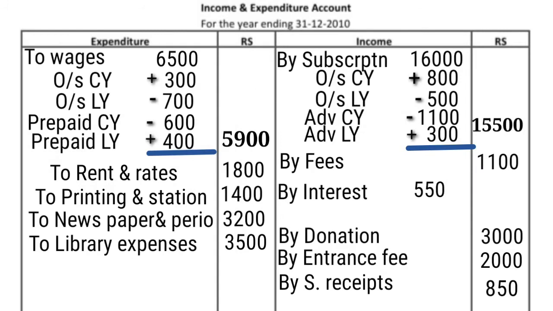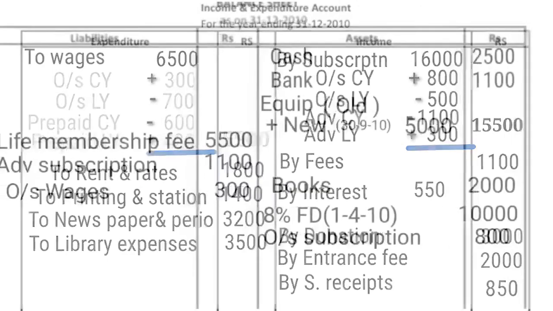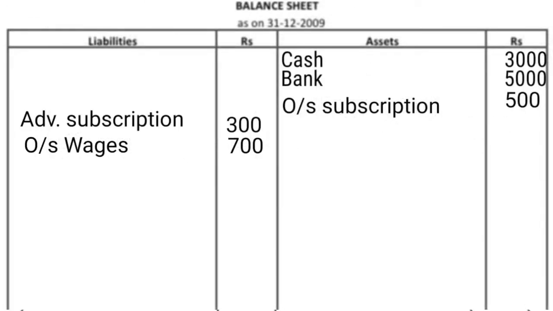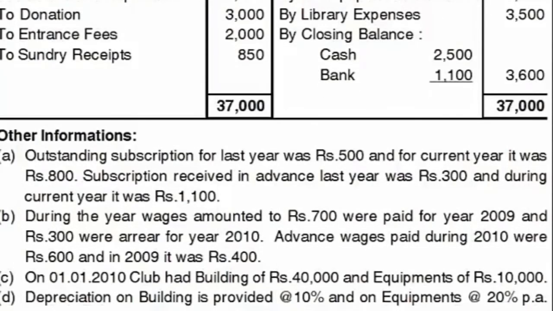And if outstanding expense is a liability, then prepaid wages will be an asset, right? So this prepaid advance we will enter on the asset side of the balance sheet. In the current year balance sheet we will enter prepaid wages rupees 600, and in the last year balance sheet we can enter prepaid wages rupees 400. Now the second adjustment is also completed.